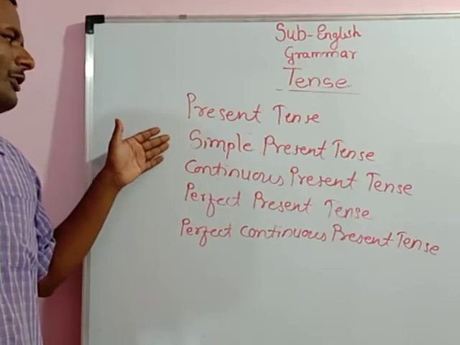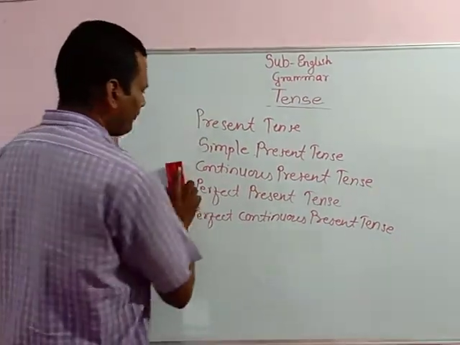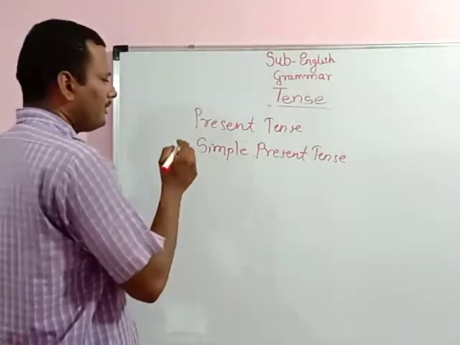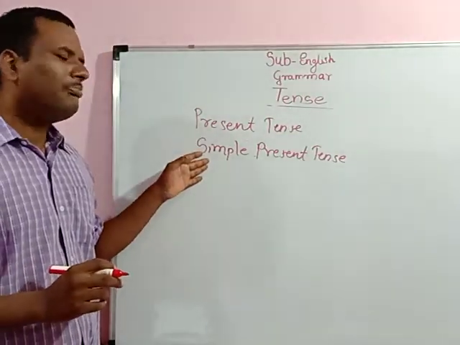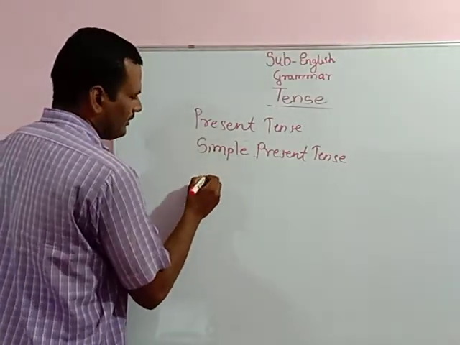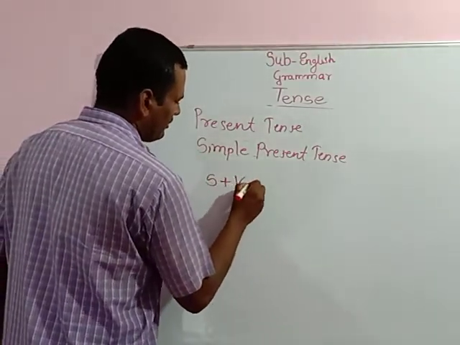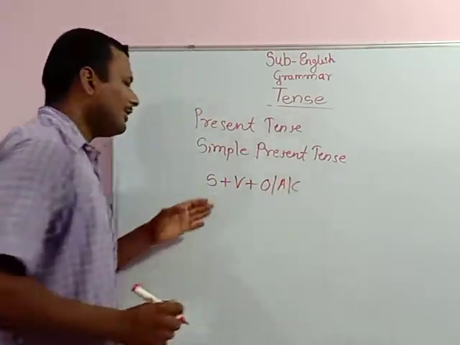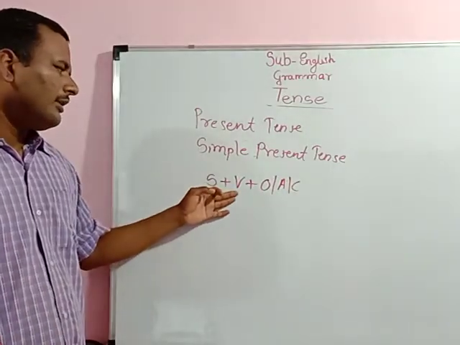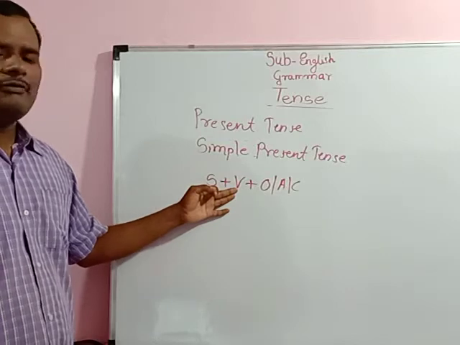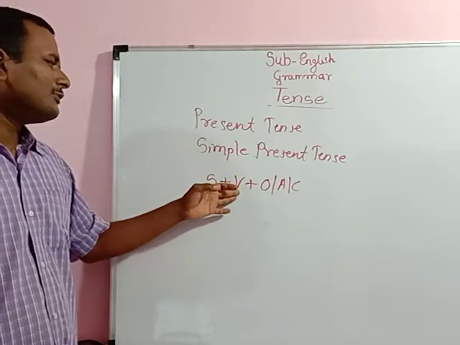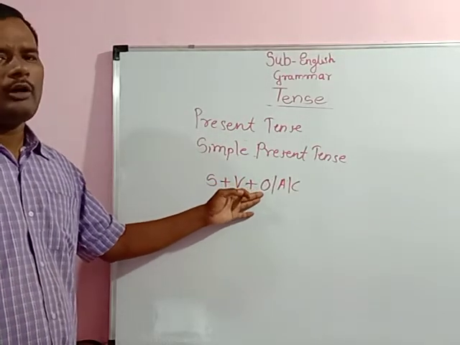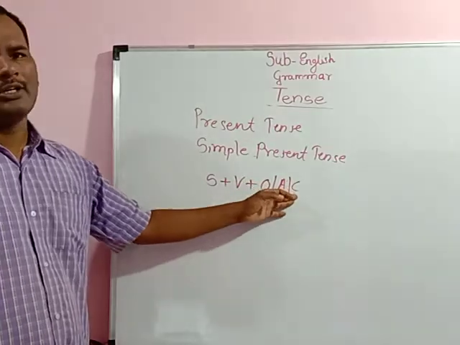So let us first of all discuss the simple present tense. Simple present tense has a structure like this: S plus V plus O/A/C. S means subject plus verb. Here in the simple present tense, the first form, that is the base form or S form of the verb, is used, and then object or adverbial or complement is used.